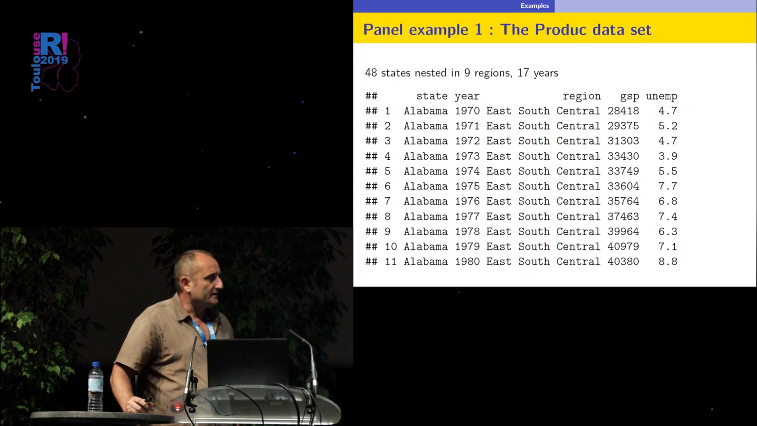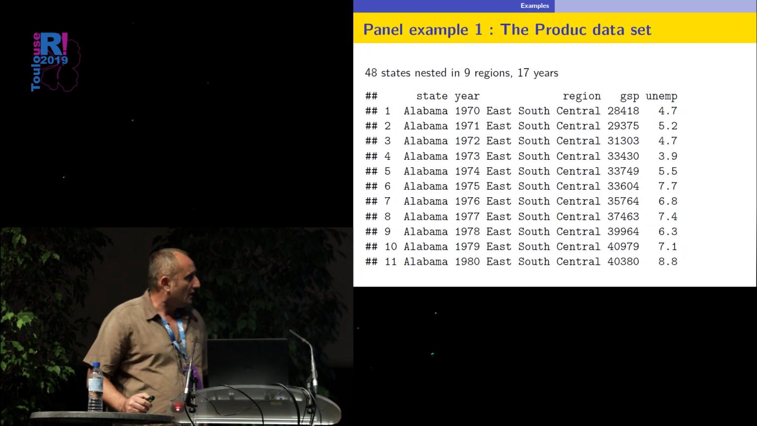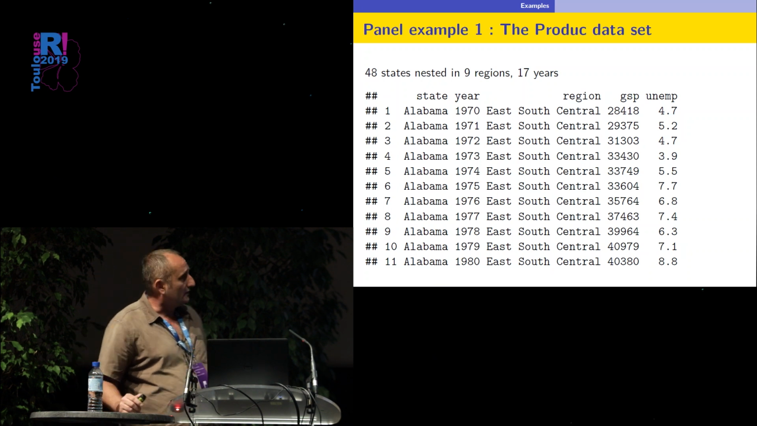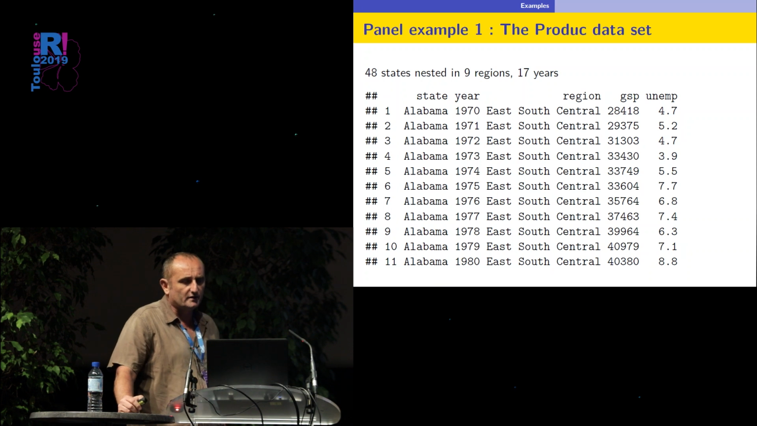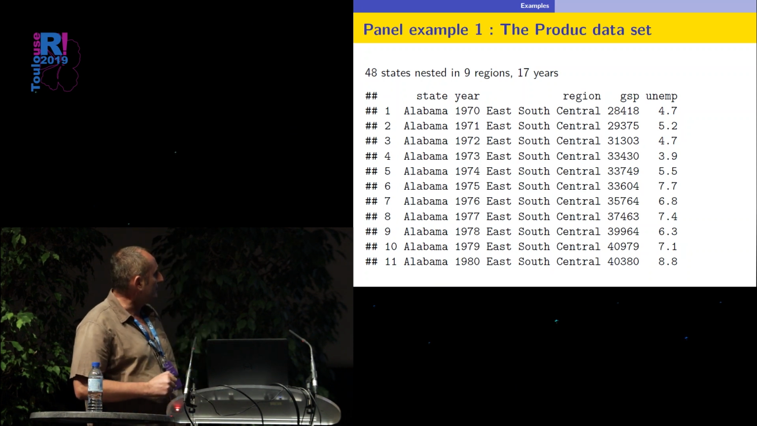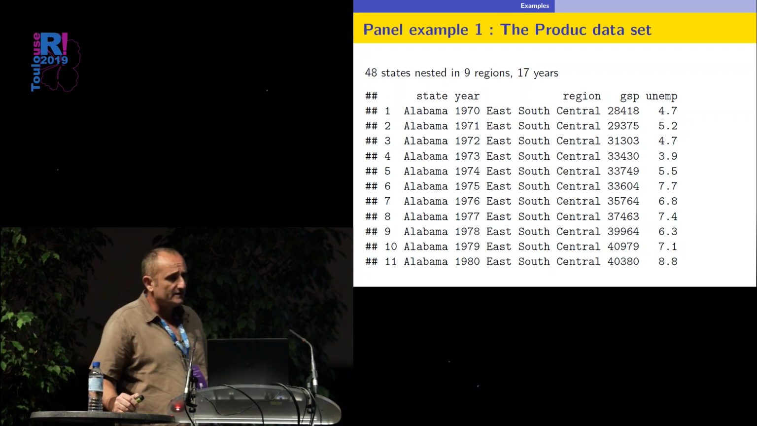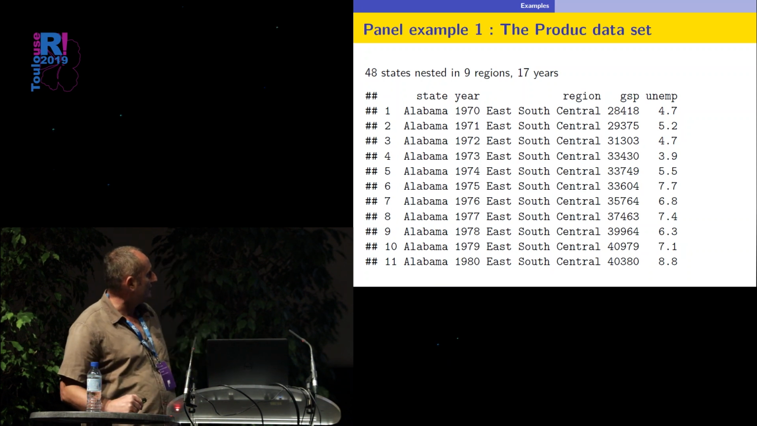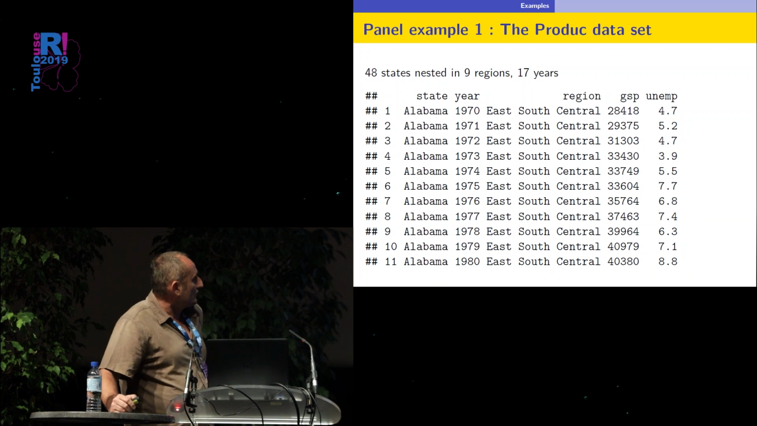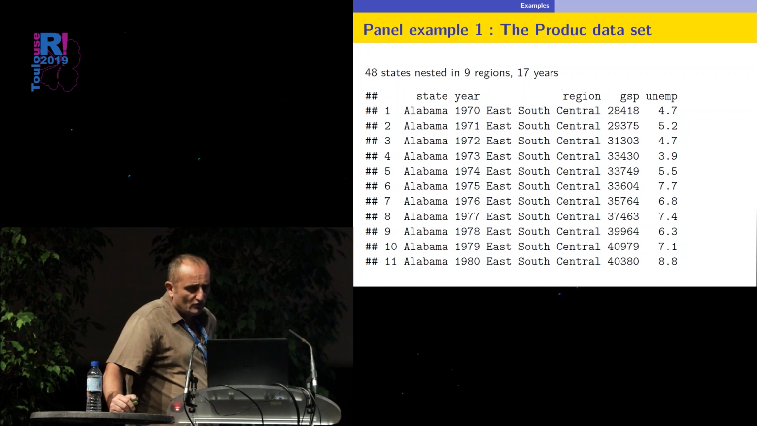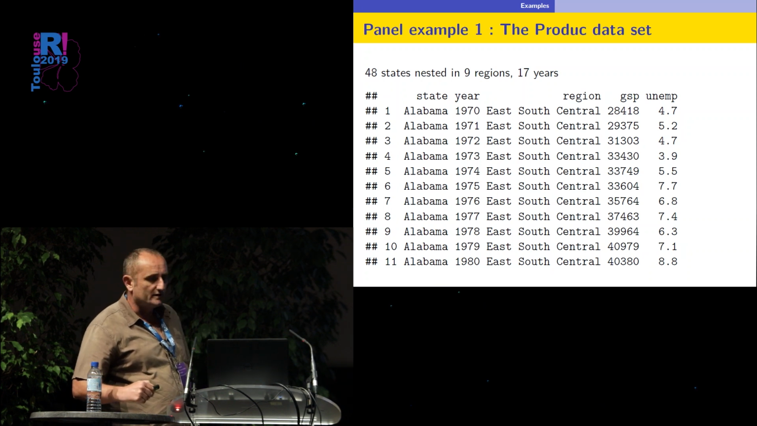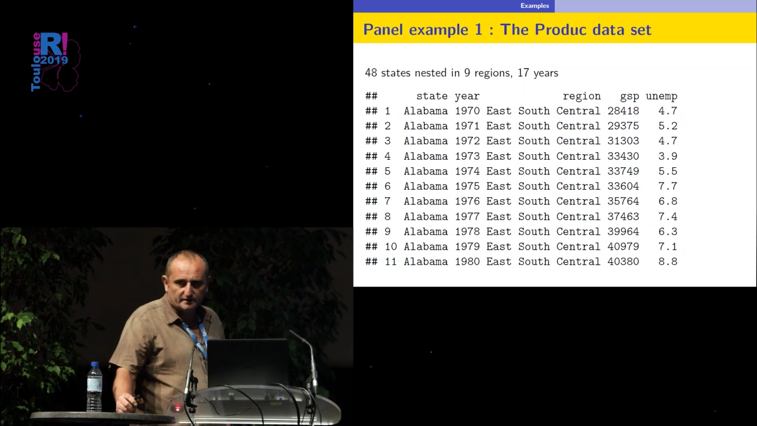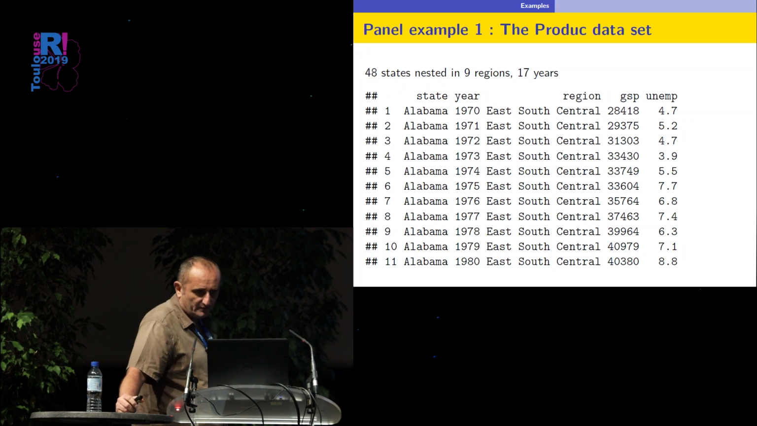So just to understand the kind of data sets I'm using here, I start with two examples of panel data sets. This one deals with American states. That's the first index. We have 48 states. The second index is year. We have 17 years. And obviously, each observation is a unique combination of these two indexes. And moreover, you have a third variable here, region, which nests the first index, because obviously every state belongs to one region.